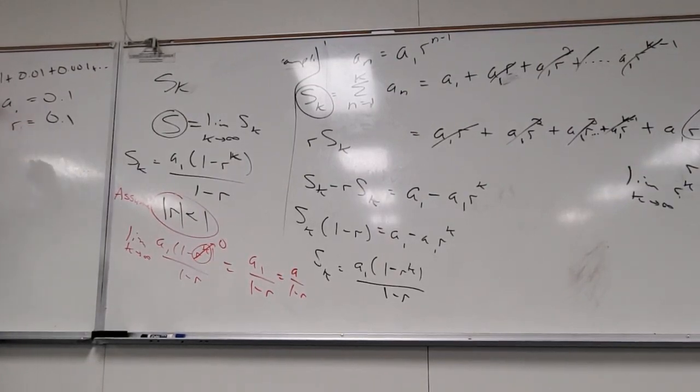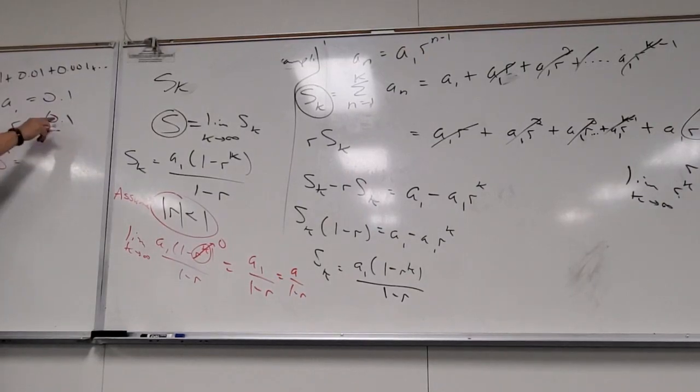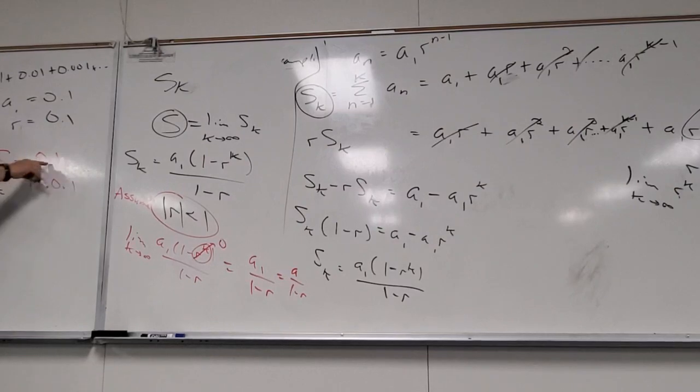So let's see. A is 0.1. So what would S be? S would be A divided by 1 minus R. So this would be 1/10 divided by 9/10, yes? Isn't that 1/9? The 10s cancel. Yes? Which is what we got earlier, of course. 0.1, and so on. Okay.